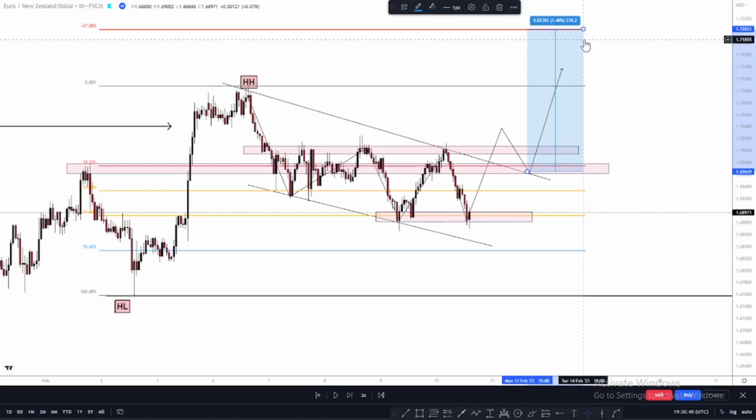So take note. If you measure from that resistance, or from the breakout of the channel to our negative 27% level, price will move about 238 pips. So we are expecting a 238 pip movement after the breakout of this channel.